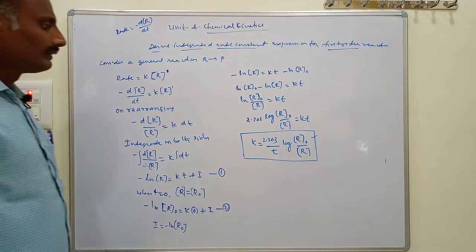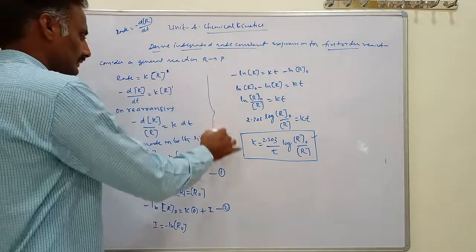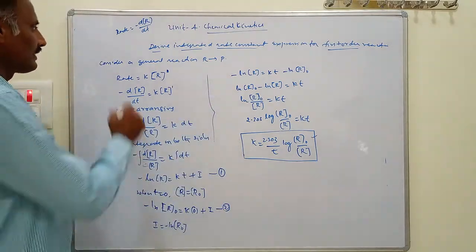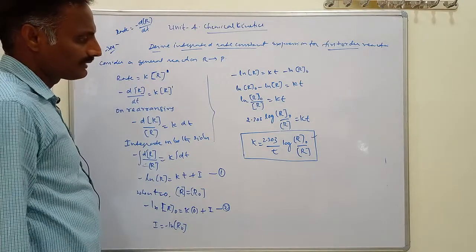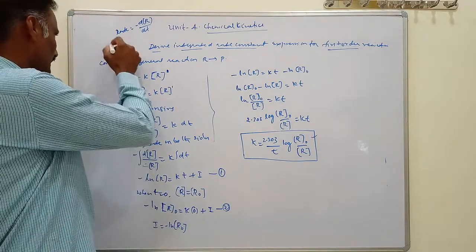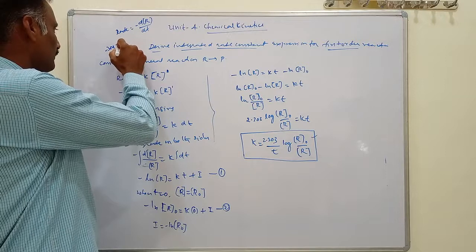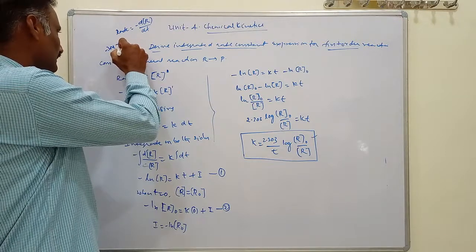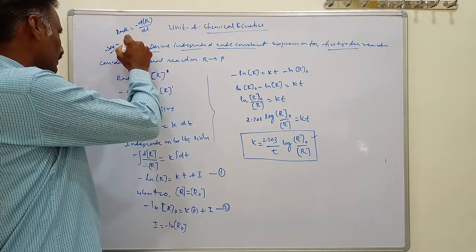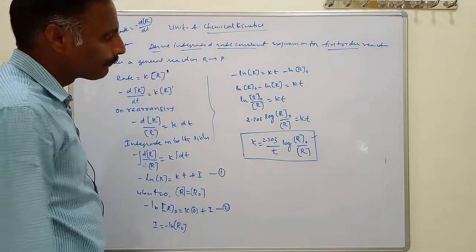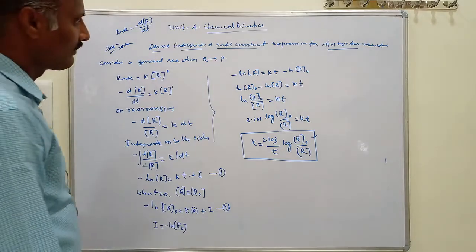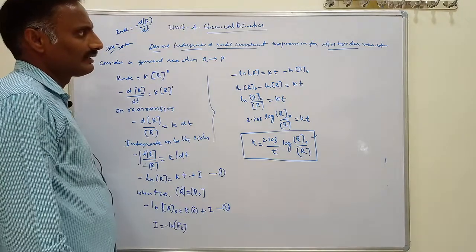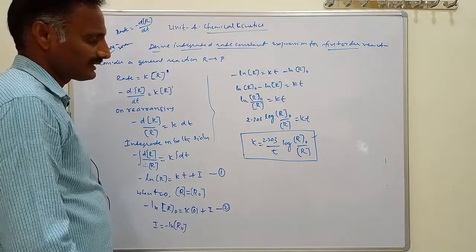This is the most important derivation, and it carries 3 marks. This question was recently asked in the PU examinations, in March 2020. It has been asked many times as a 3 marks question: derive the integrated rate constant expression for first order and zero order reactions.